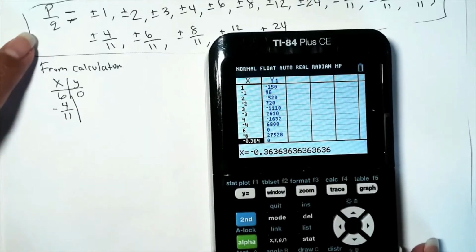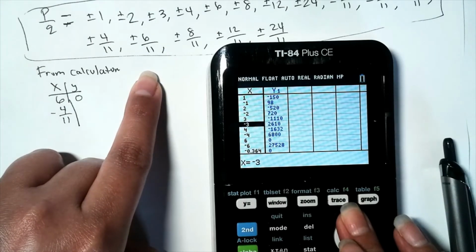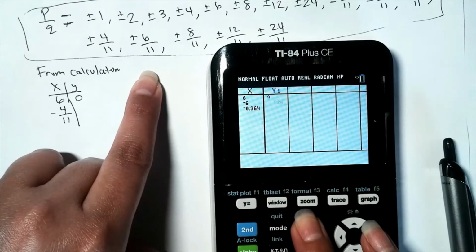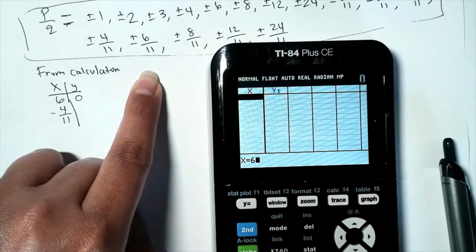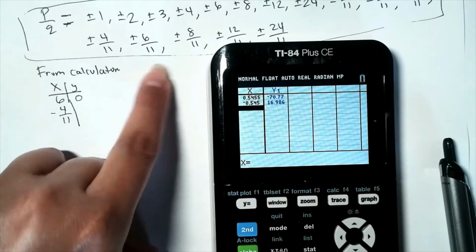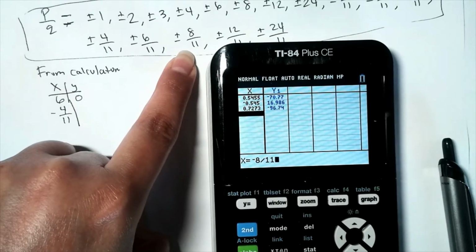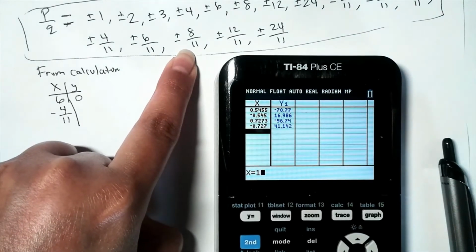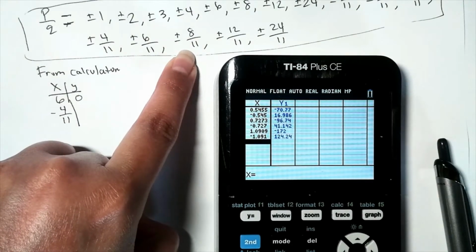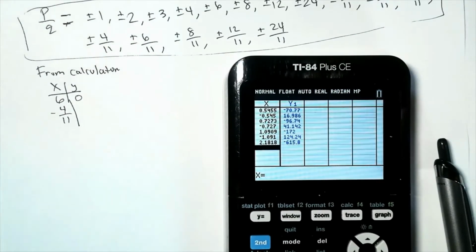Okay, sorry, I spoke too soon. How about 6 over 11? You know what? Let me clear this. I just need to see numbers. Okay, fantastic. So 6 over 11. How about its opposite? All right. How about 8 over 11? How about its opposite? 12 over 11? Its opposite. 24 over 11? No, and its opposite.